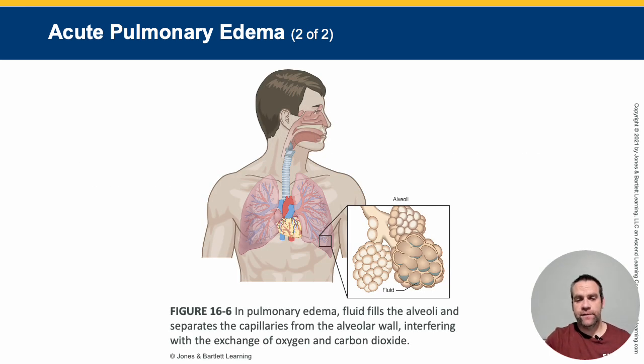Now this slide shows figure 16-6. It shows what happens during pulmonary edema, specifically at the alveolar level. In a healthy lung, the alveolar wall is in close contact with the capillaries, and that's what allows gas exchange to take place. But in pulmonary edema, fluid fills those alveoli and separates them from the capillaries. That creates a physical barrier that prevents oxygen from entering the bloodstream. This image reinforces why these patients are hypoxic despite high respiratory rates. They may be breathing rapidly but are unable to move oxygen into their system or get carbon dioxide out.